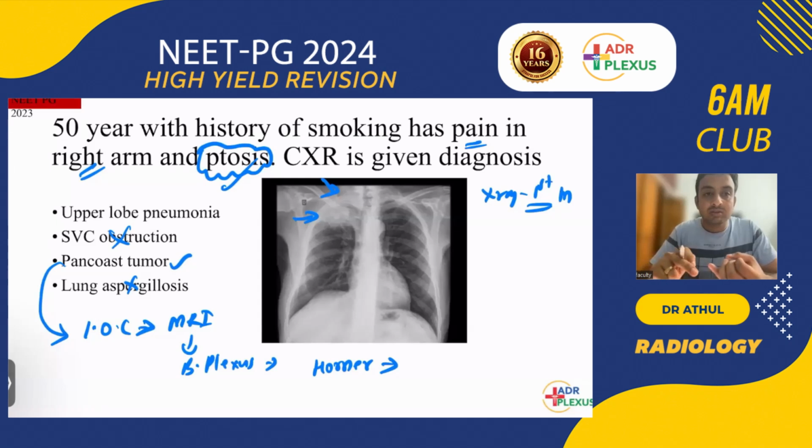Yeah, ptosis, miosis, and anhidrosis. So these are the three components: ptosis, miosis, and anhidrosis.